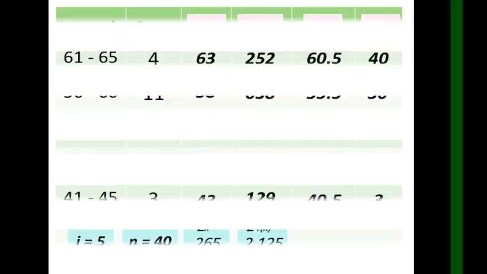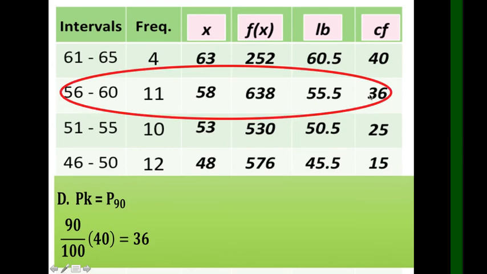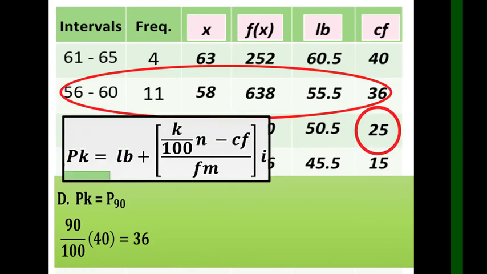Now, how about for P90? For the P90, we have K equals 90 times 40 divided by 100, you will get 36. And it is exactly 36. So there is a 36 here in the cumulative frequency, so we can encircle that. Lower than 36 is 25. The formula is lower boundary, so the lower boundary is 55.5 plus K over 100 times N is 36 minus CF is 25, divided by FM is 11, times i, that's 5.